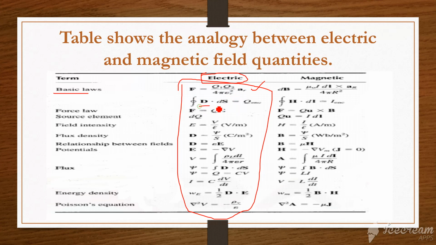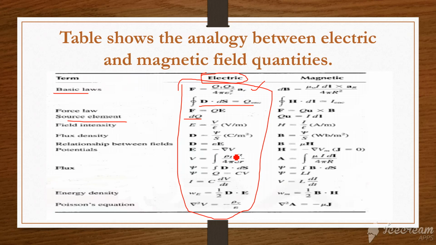Then by Gauss's law, the integral over a closed surface of D dot dS is equal to the charge enclosed. The force law is F is equal to QE, and the source element is dq. Electric field intensity is E is equal to V by L, that is potential divided by length, in volt per meter, and flux density is flux per area, in coulomb per meter square.